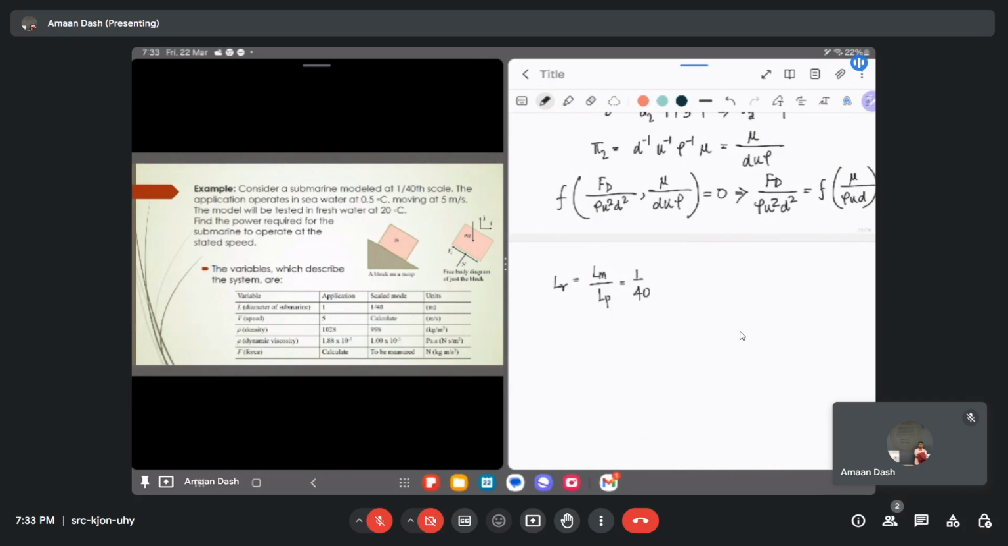The application operates in seawater at 0.5 degrees Celsius. So the prototype operates in seawater at 5 meters per second. The model will be tested in fresh water at 20 degrees Celsius. Find the power required for the submarine to operate at the stated speed. So, what is the power that is required?